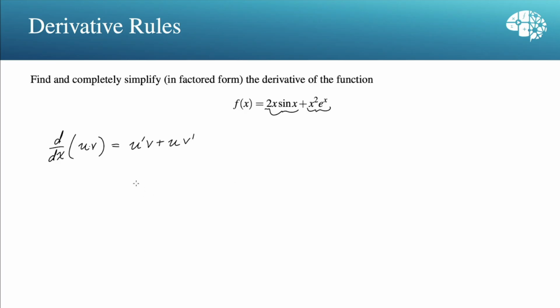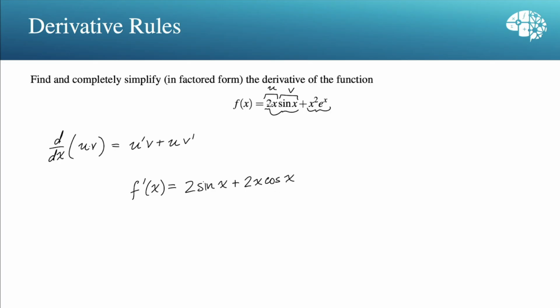So to do this derivative of f prime of x, first of all, here with the 2x sine of x, I recognize I've got a 2x and a sine of x. Those are the two functions. This is my u and v. And so I have u prime is 2 times v, sine of x, and then plus u, 2x, times v prime. The derivative of sine of x is cosine of x.